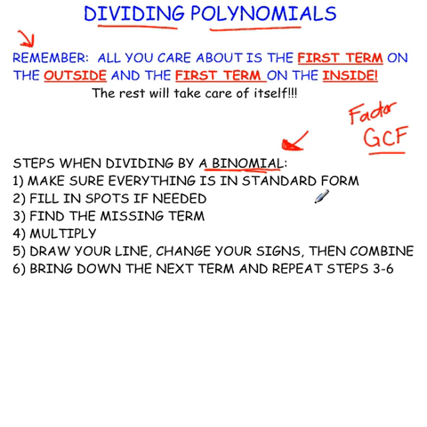So let's write these steps down when dividing by a binomial. Step 1, make sure everything is in standard form, first and foremost. And I'll show you what happens if it's not. I'll fix it. Step 2, fill in the spots if needed, and that will fix it for standard form. Step 3, find the missing term. Step 4, multiply. Step 5, draw your line, change your signs, then combine. So you got a little rap going on that will help you out with dividing these polynomials. And last, bring down the next term and then repeat steps 3 through 6.